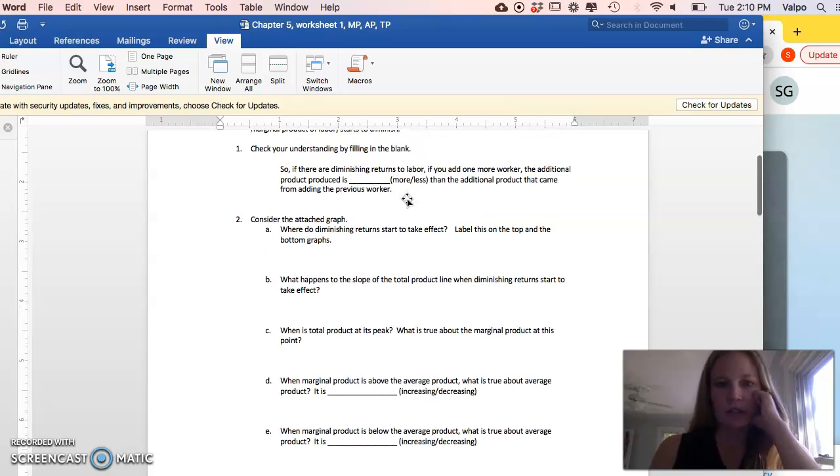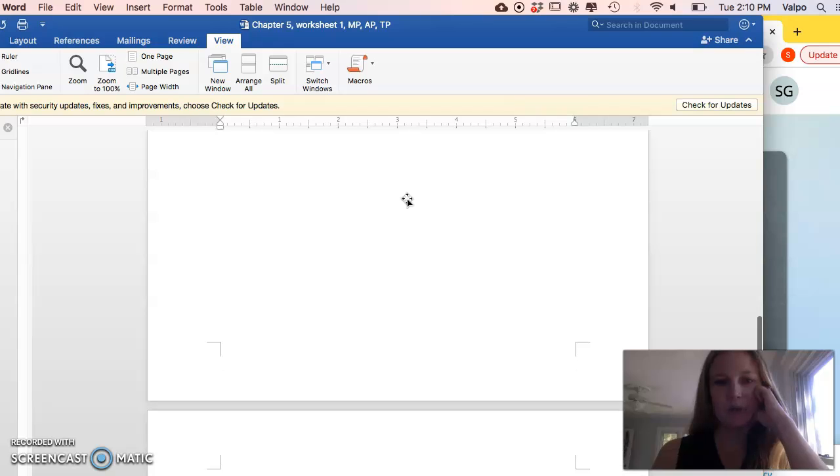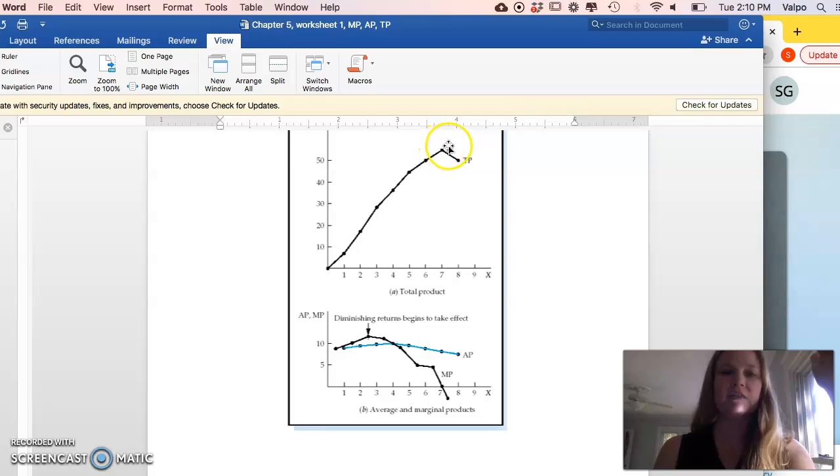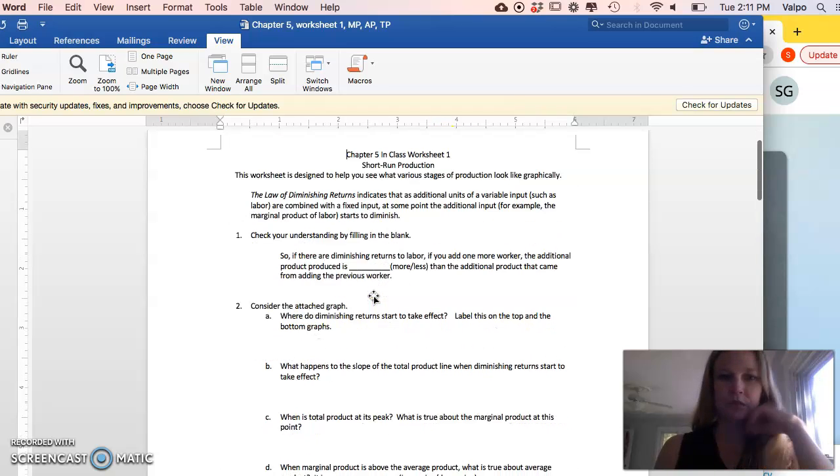All right, so when is total product at its peak, and what is true about marginal product at that point? Total product is at its peak over here, looks like at 7 workers, and marginal product is 0. So again, marginal product is the slope of the total product line, so the slope is 0 at the flat point. It also just makes sense. This is the point where adding additional workers does nothing and then makes things worse.